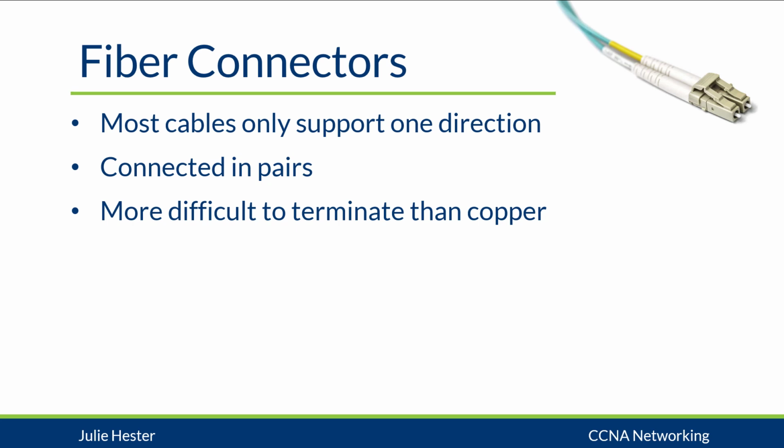Now let's talk about fiber connectors. Most cables only support sending data one direction, so you'll find with fiber optic cables they're usually bundled in pairs. The connector on the end of the cable in the picture binds the two cables together and plugs in as a single unit, although this multi-mode fiber actually has two different cables, one for each direction. Fiber optic cable, because of the glass and other characteristics, is more difficult to terminate than copper, so it takes more skill to install.